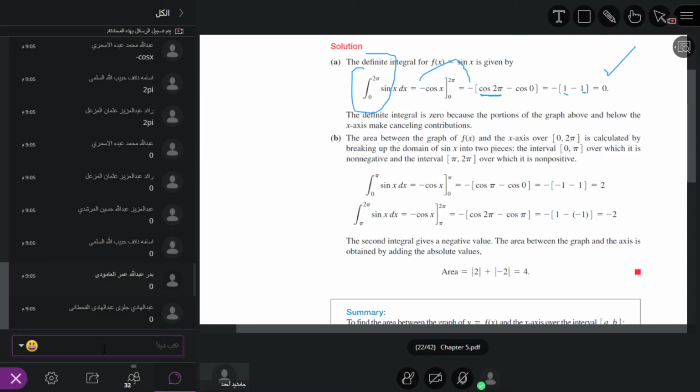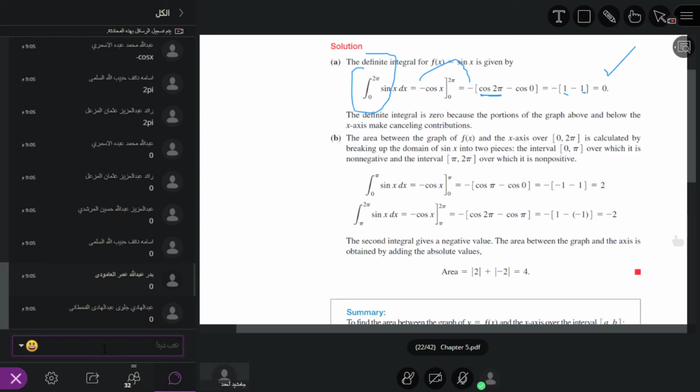So now we find the area. As I asked you, whenever we have to find the area, first we have to find the zeros of the function. So here we have sine x. What are the zeros of sine x between the interval 0 to 2 pi? There are 3 points: 0, pi and 2 pi. These are the zeros of the function.